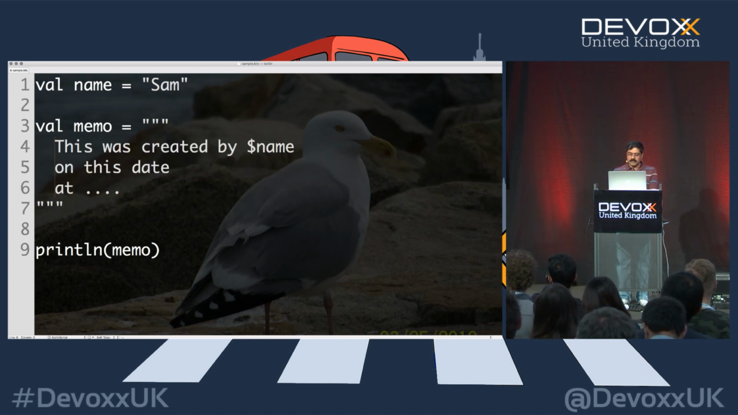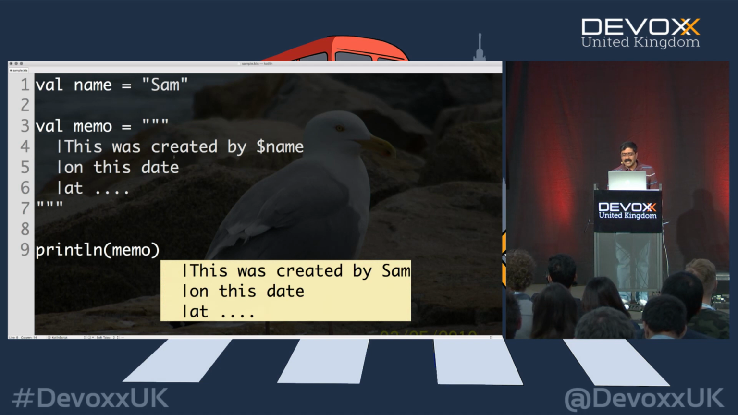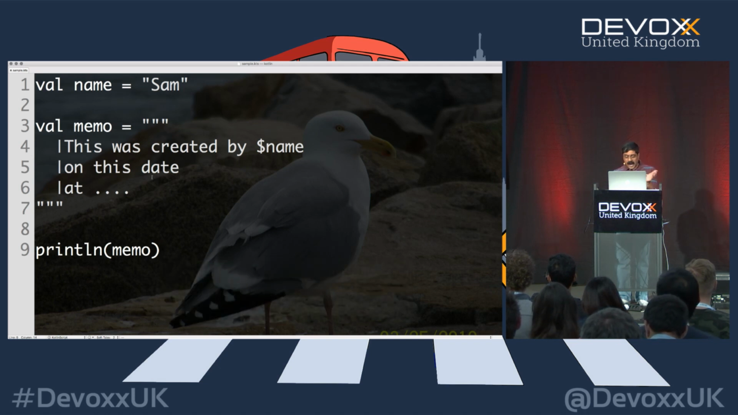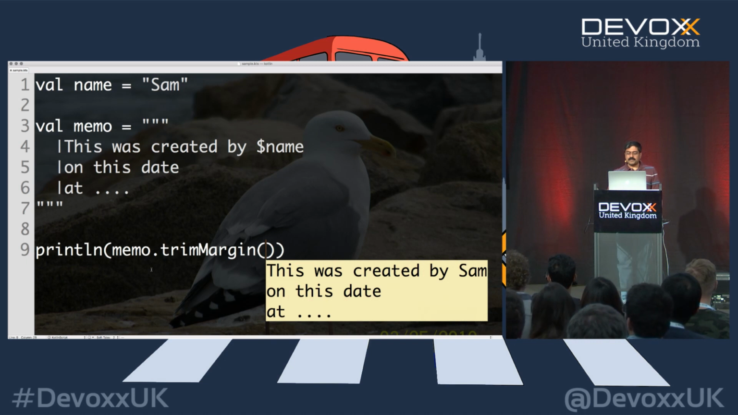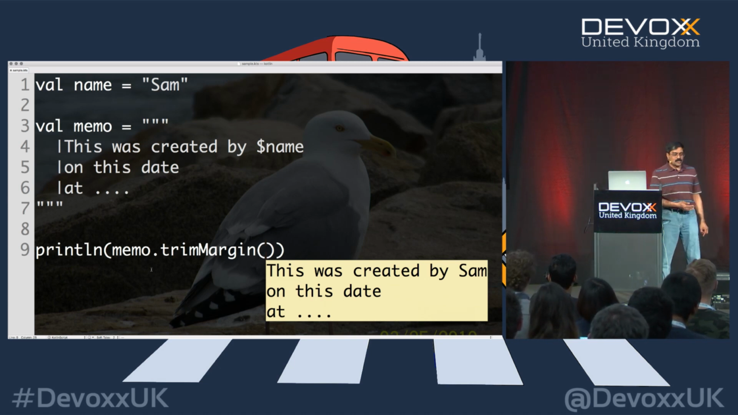Well, one way you can remove that is by putting a little vertical bar. And then what you can do here is, notice when I output, it still has the vertical bar and the tab as well. But in this case, I'm going to say trim margin. And this understands the vertical bar as something that can be removed. So it'll look for everything until the vertical bar and strip it out. That becomes a nice way to indent your multi-line string and yet not have the indentation show up in your text.